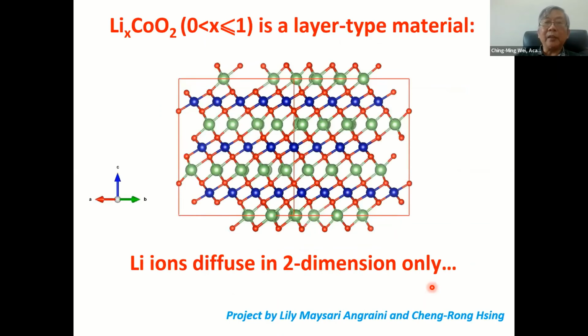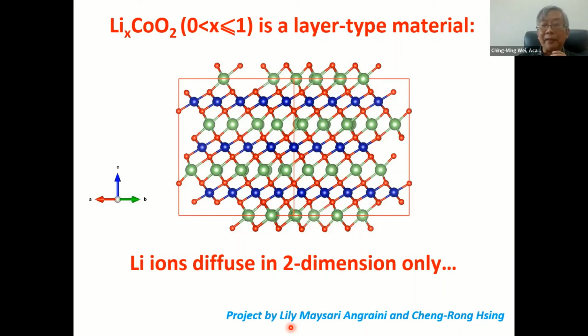Okay, so let me start to talk about lithium ion battery materials. There's one case we studied. In this case, the lithium ion diffuses in only 2 dimensions. It's a layered material. This x indicates the lithium and the vacancies. For x equal to 1, there is no vacancy. For x equal to 0, there is no lithium. And I would like to address that a little bit later.